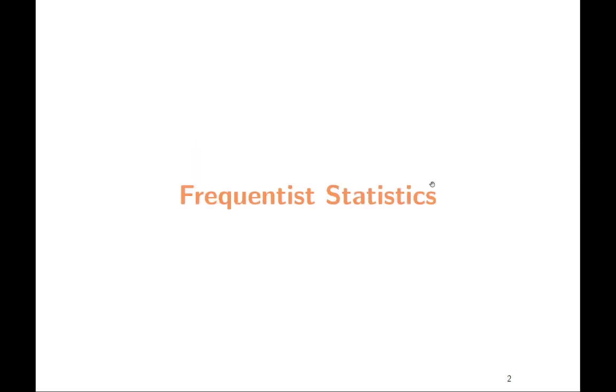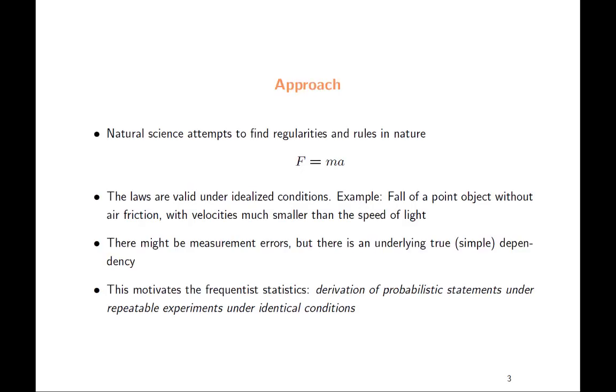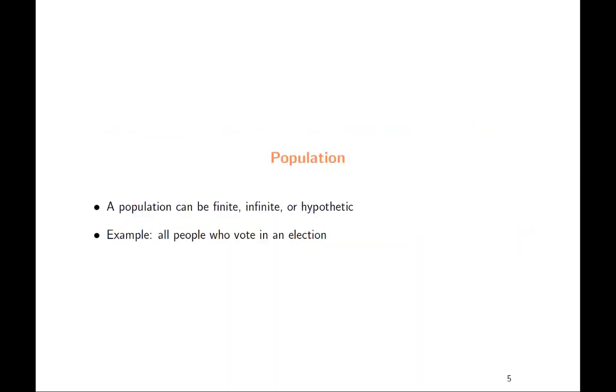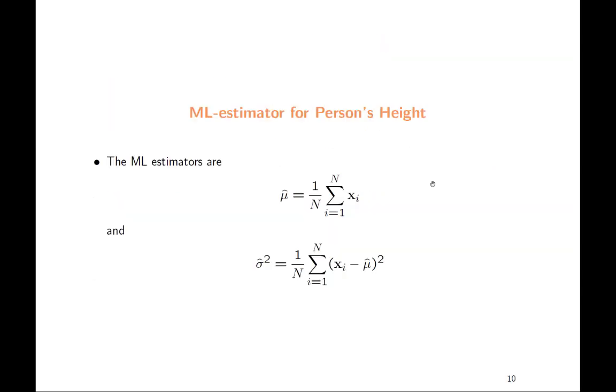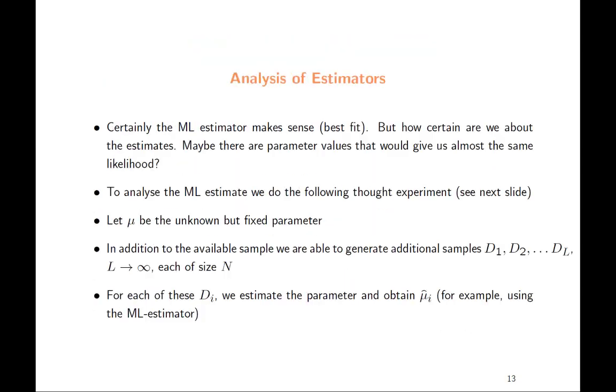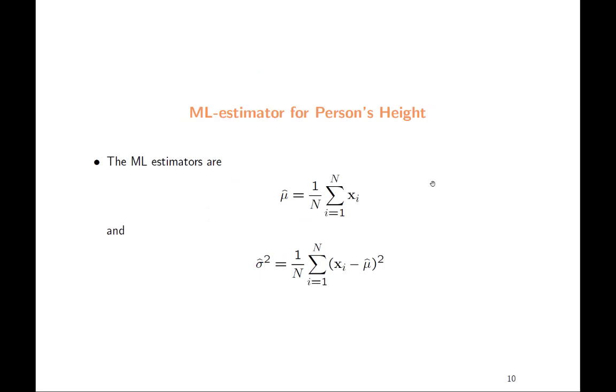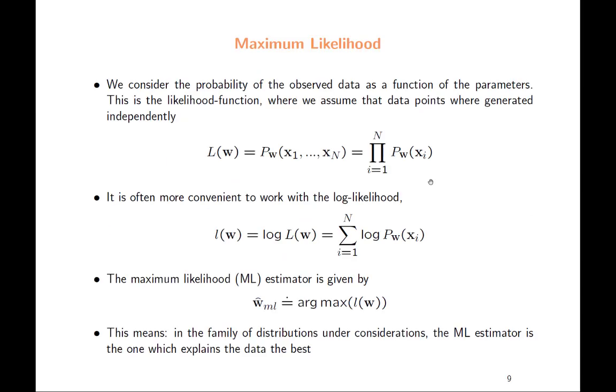Frequentist statistics is the majority of statistical approaches, and people working in these areas typically use this approach. At least, let's say 80%, and maybe 20% prefer the Bayesian approach. So one important concept is the maximum likelihood principle.